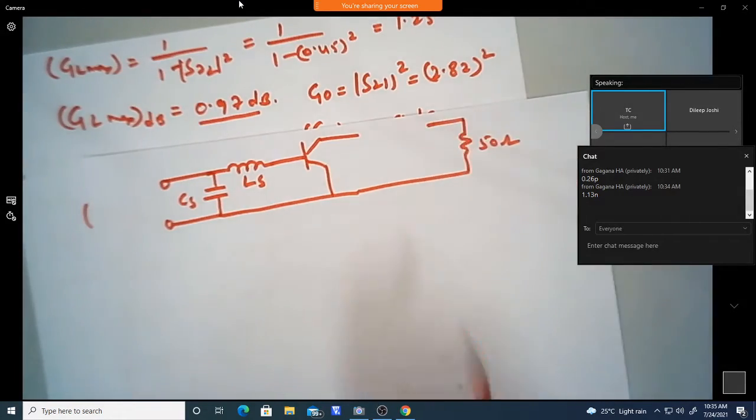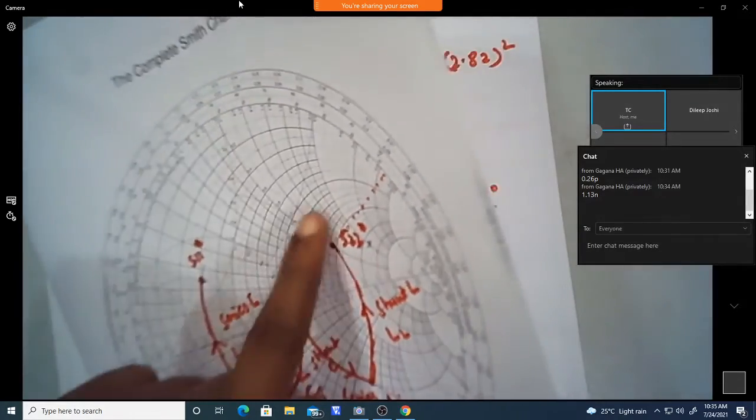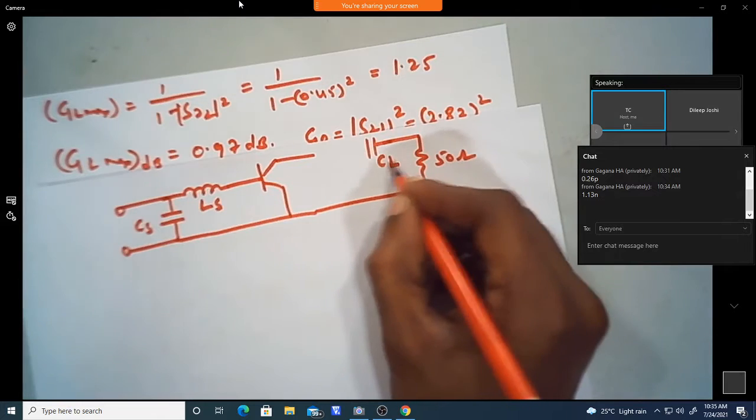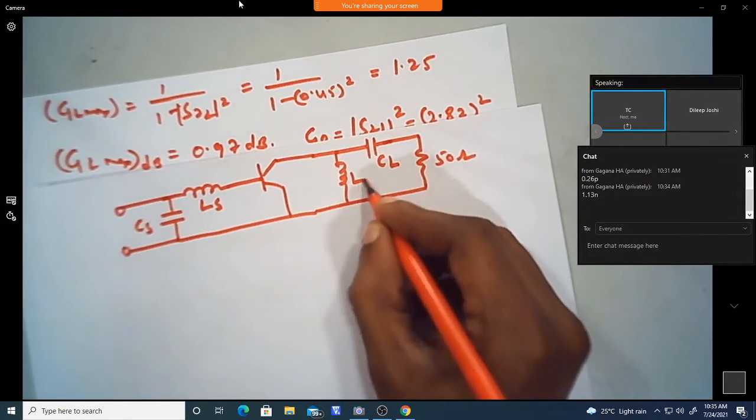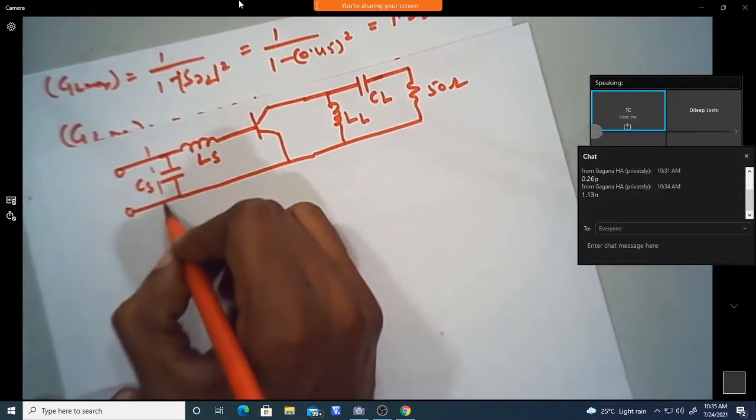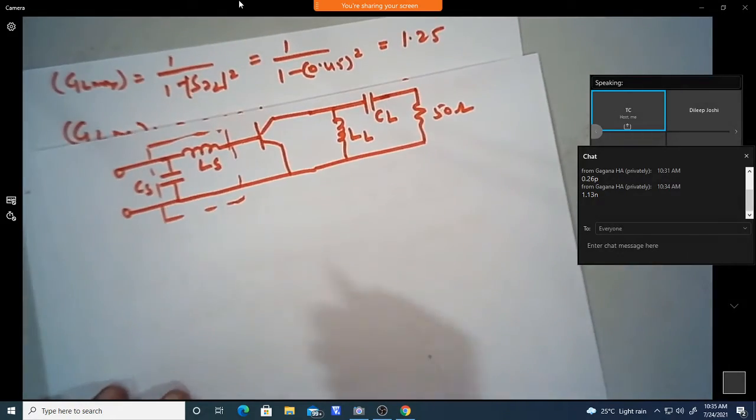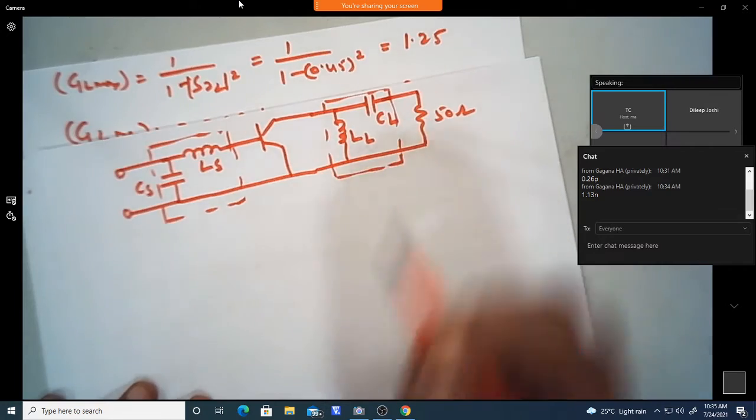So now, from the 50 ohm load, first we are placing a series capacitor, then a shunt L. So first we have the series capacitor at the load side, then we have the shunt inductor, which is LL. So this is the complete input matching circuit for the given maximum gain at the input side, and this is the matching network for the output side.